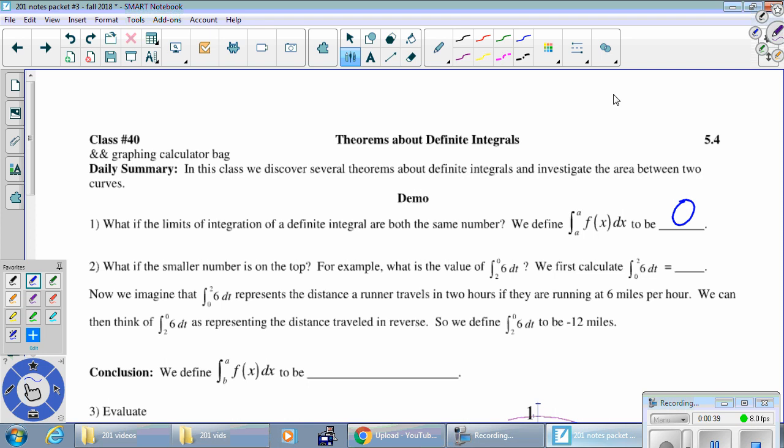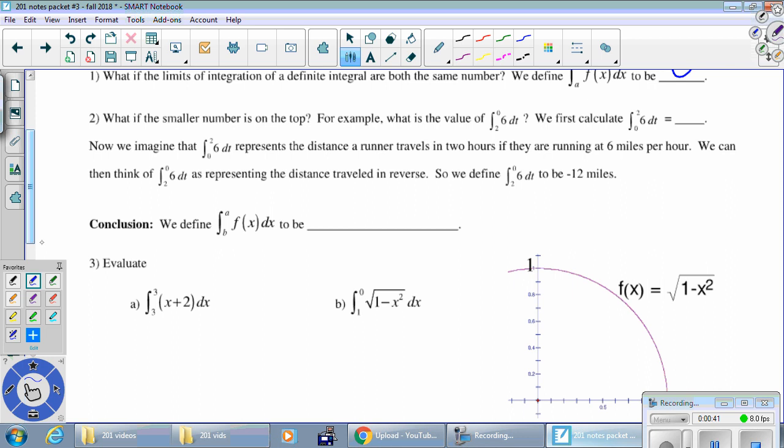What if the smaller number is on top? For example, what is the value of the integral from 2 to 0 of 6 dt? Typically, you'd expect to see integral from 0 to 2, but it could be backwards. So what does it mean? Let's go ahead and calculate the, quote, normal order integral 0 to 2.